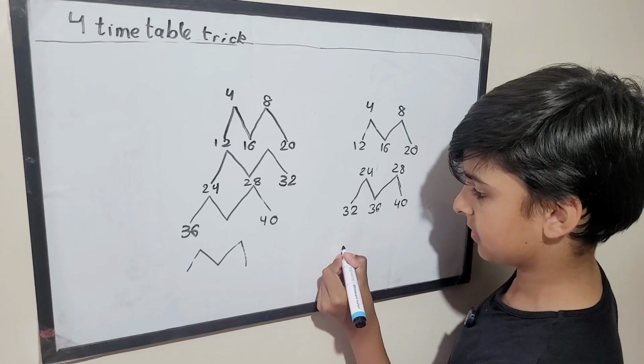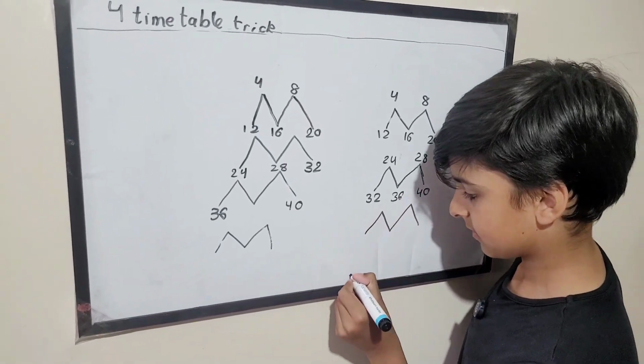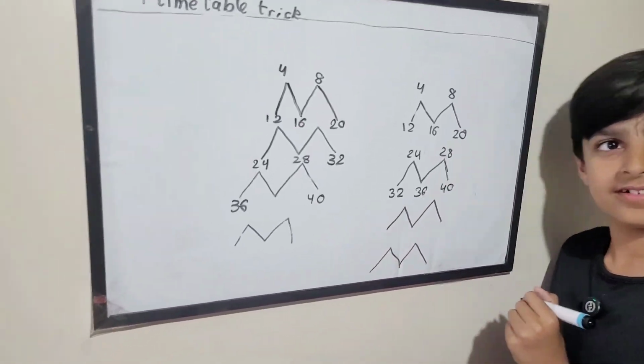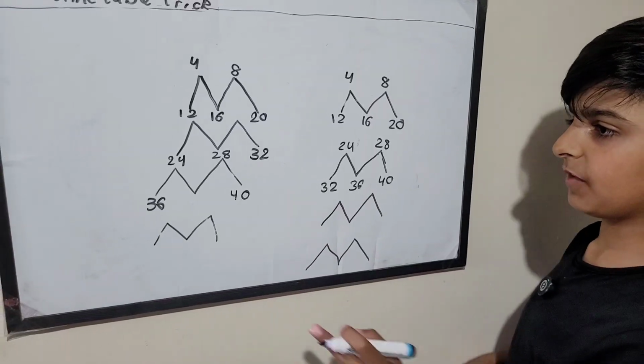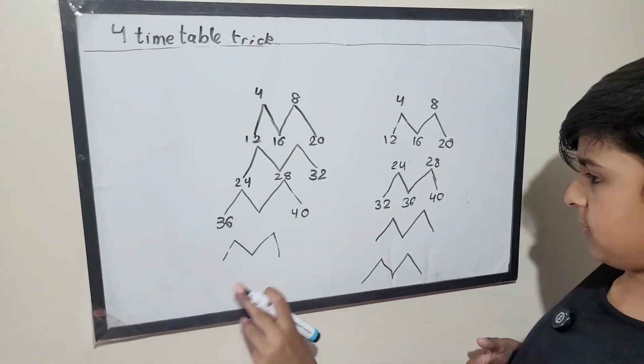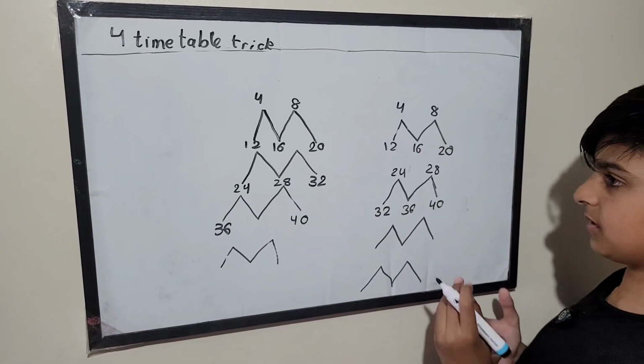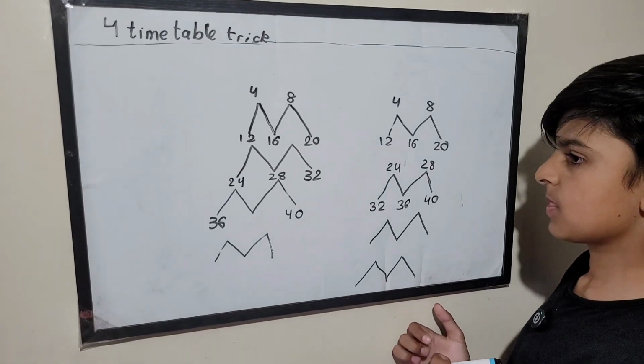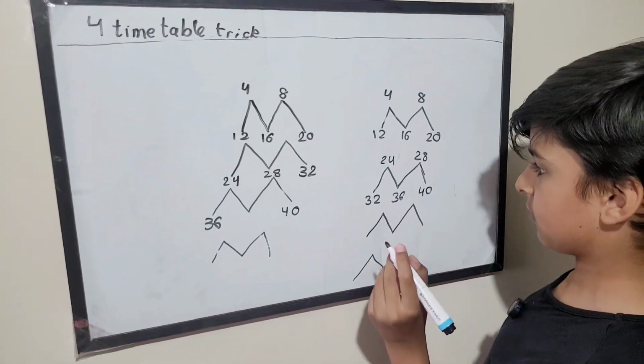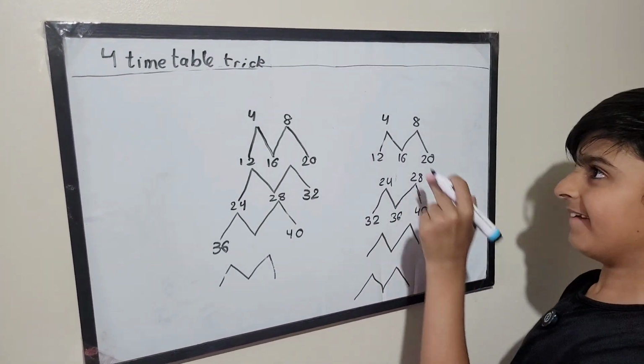So let's go forward. Let's go all the way up to 80 with our 4 times table. But if we go to 80 with this one, we'll need a lot more. So this is what we're doing now. We are going to take 40 and add 4.